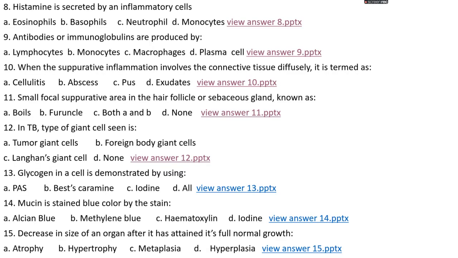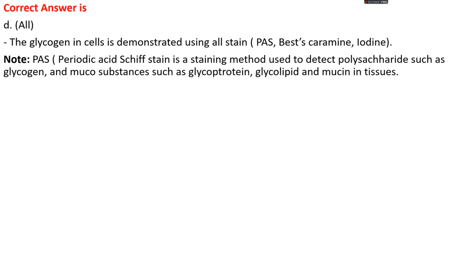Okay. Question number 13. Glycogen in a cell is demonstrated by using: option A, PAS; option B, Best carmine; option C, iodine; option D, all. The right answer is option D, that is all. The glycogen contained in a cell is demonstrated by using PAS, Best carmine, and iodine stain. Okay, note that PAS is also known as periodic acid Schiff stain. It is a staining method used to detect polysaccharides such as glycogen and mucosubstances such as glycoprotein, glycolipid, and mucin in tissue.